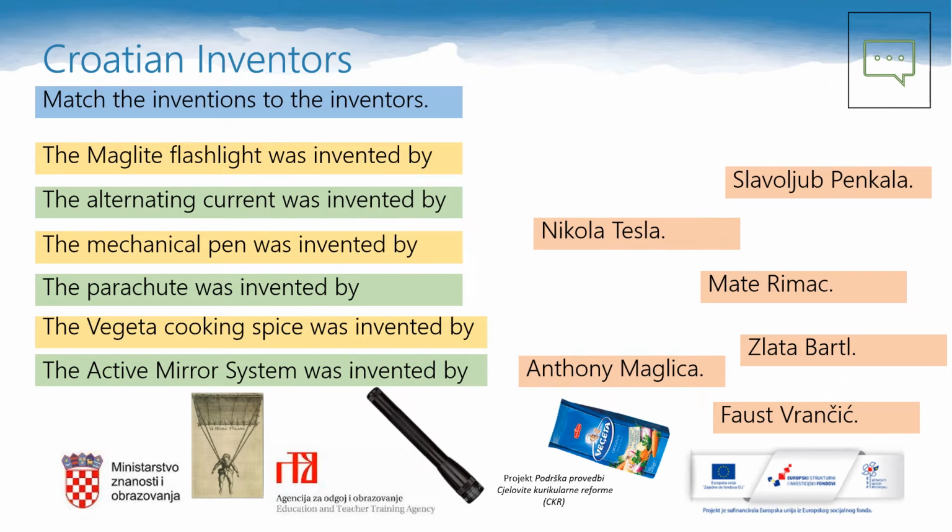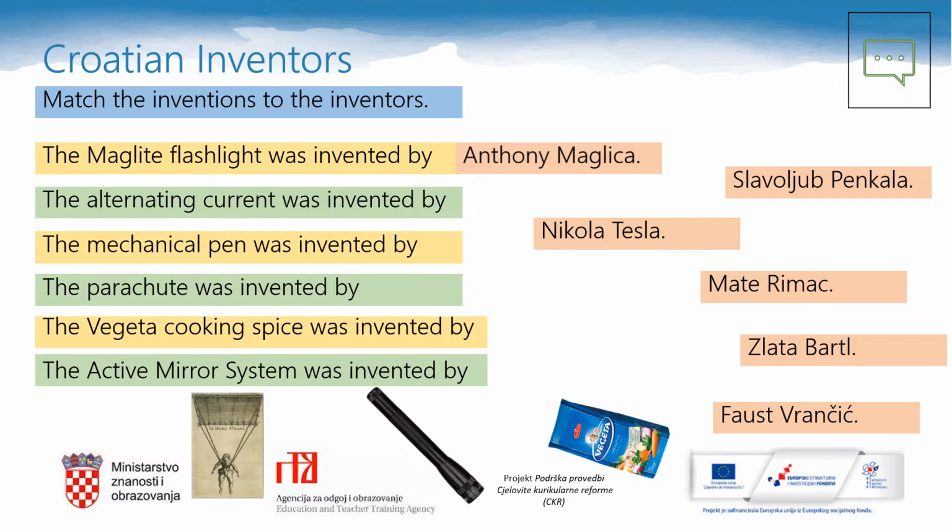Let's take a look at these Croatian inventors. Slavoljub Penkala, Nikola Tesla, Mate Rimac, Zlata Bartol, Antoni Maglica, Faust Vrančić. We can say that these are only some of the great minds from a small country. In this task, you need to match the inventions to the inventors. Let's say the first one together.